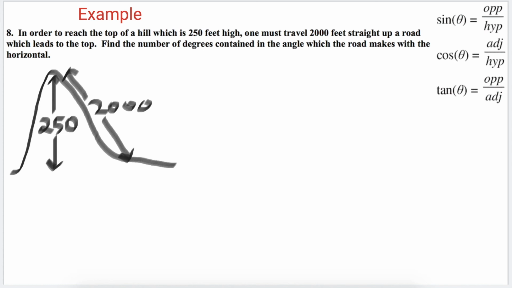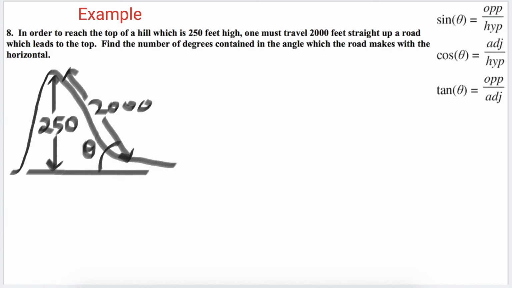And then finally, I'm going to indicate on this diagram where the angle which is formed by the road and the horizontal. And that angle is going to be down here, and I'm going to label it with theta. So I go to my three functions here, and I look for the function that has a hypotenuse, just like this hill here. The hypotenuse is 2,000 feet. So that means I'm not going to use tangent. I'm either going to use sine or cosine. So I look at 250 and I notice that 250 is opposite the angle that I'm given. That means I'm going to use the sine function.